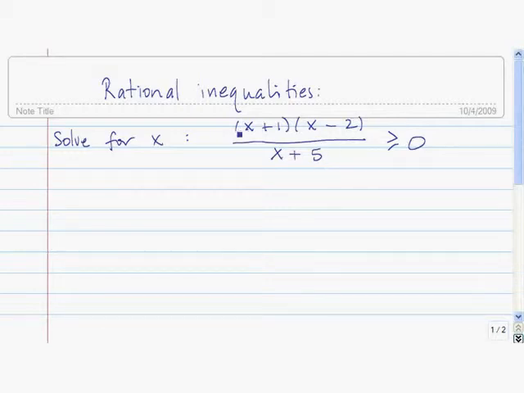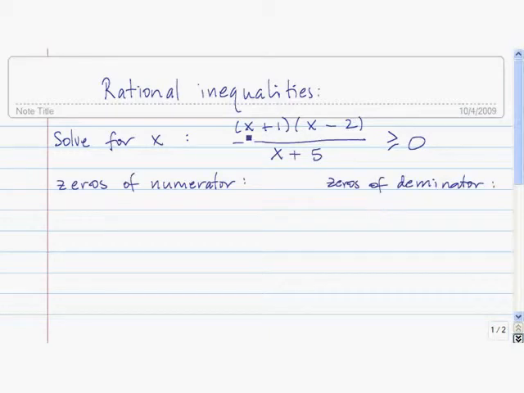We start by finding the zeros of the numerator and the denominator. So x plus 1 is equal to 0 if x is negative 1, and x minus 2 is equal to 0 if x is 2. X plus 5 is equal to 0 if x is negative 5. So what we do is put all of these three values on a number line to classify this function right here.